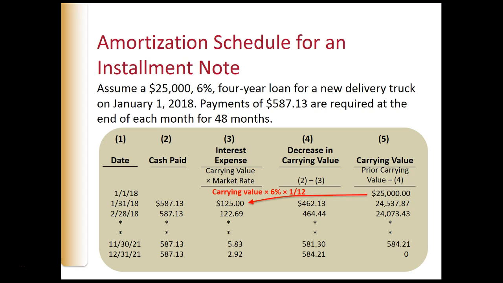With each monthly cash payment, the portion assigned to interest expense becomes less, and the portion that reduces the carrying value becomes more. Interest expense equals a constant percentage of the prior month's carrying value. Since the carrying value decreases over time, interest expense also decreases over time.